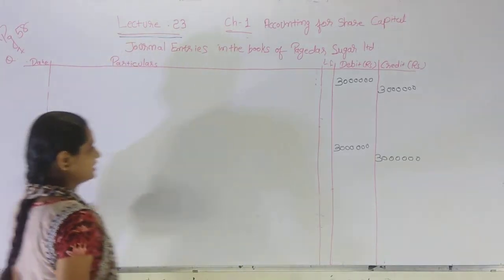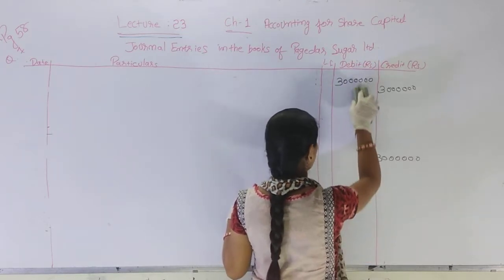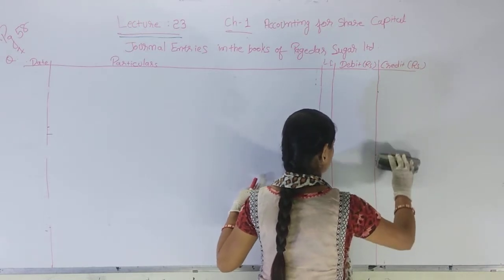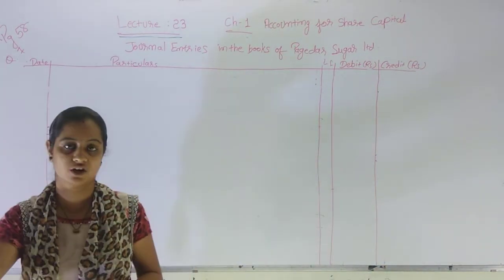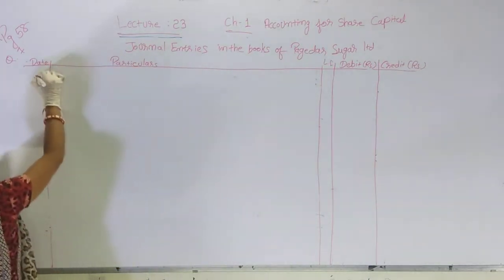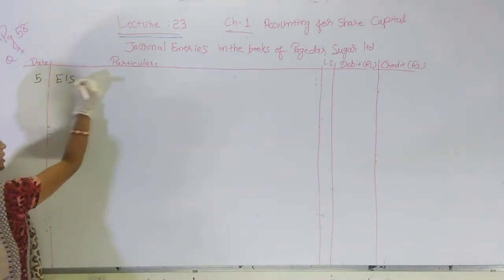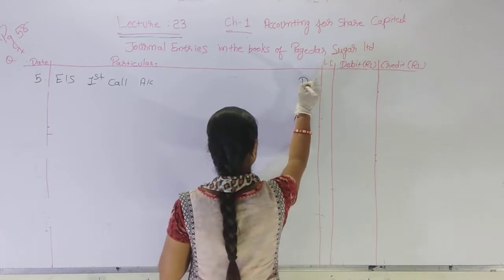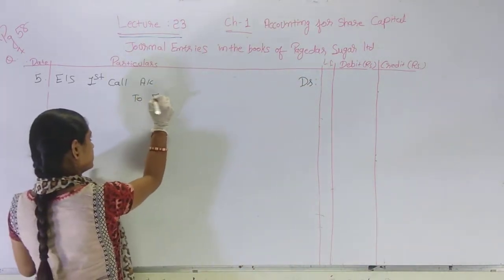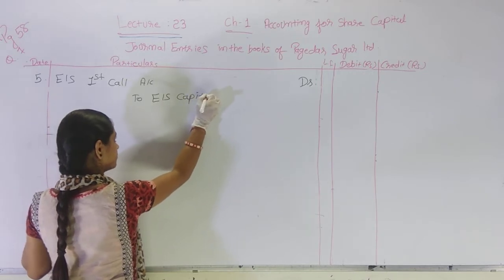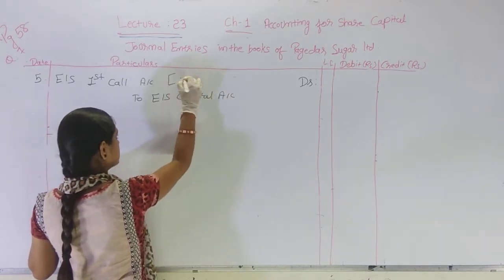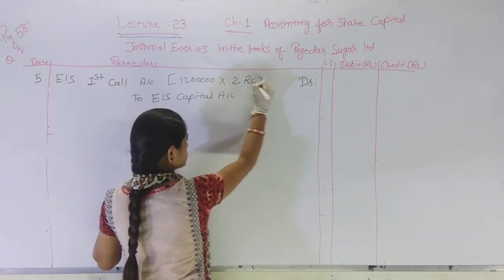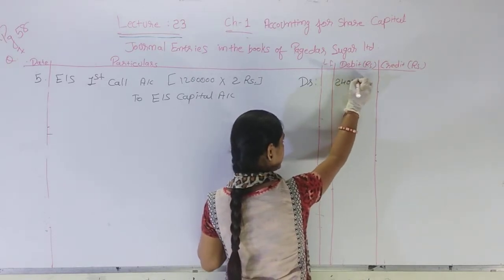Fifth and sixth will be related with first call, right? And in first call, Aishwarya has not paid the amount. So in receiving entry, we have to write call in arrears. First entry will be for demand, equity share first call account, debit, to equity share capital account, total 12 lakh equity share into 2 rupees. So total we are demanding 24 lakh rupees.